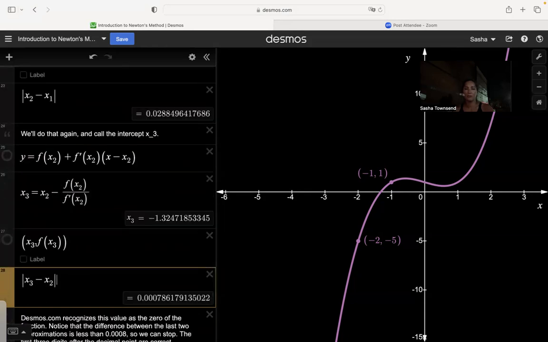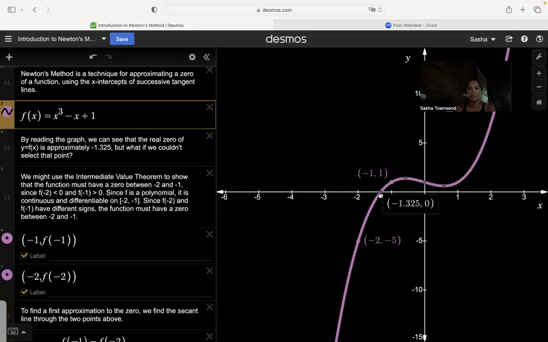And it turns out with this example, we only needed to do this 3 or 4 times. The first time we were using the secant line, and then the next 3 times we used the tangent line to approximate the function. And each time we found out where that secant line or tangent line intersected the x-axis, and we said that is our new guess for what that zero is. And it only took 4 iterations for us to be within 0.0008 of the actual value of that zero of the original function, which is negative 1.325 according to desmos.com.